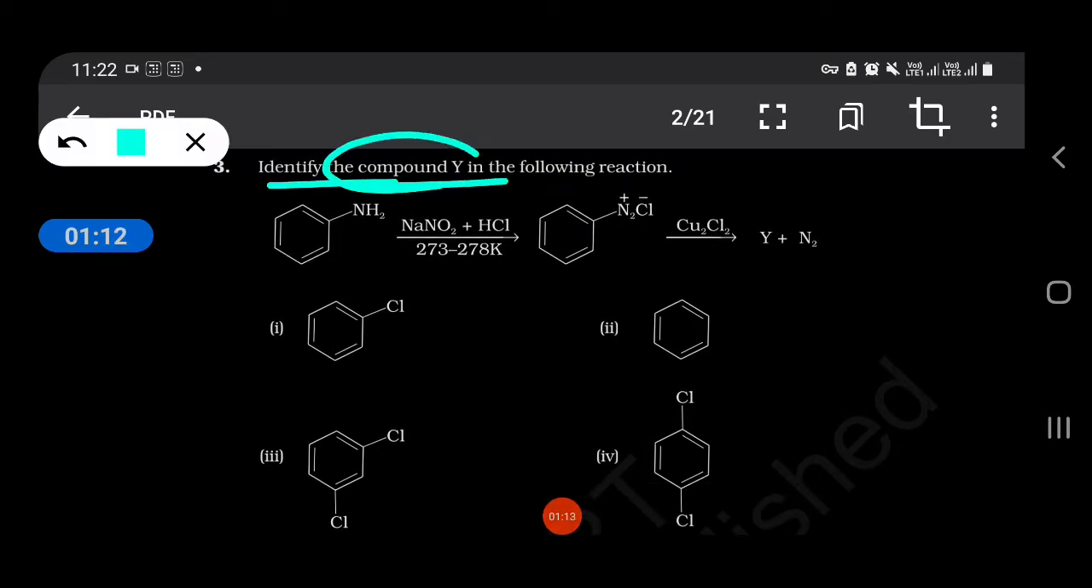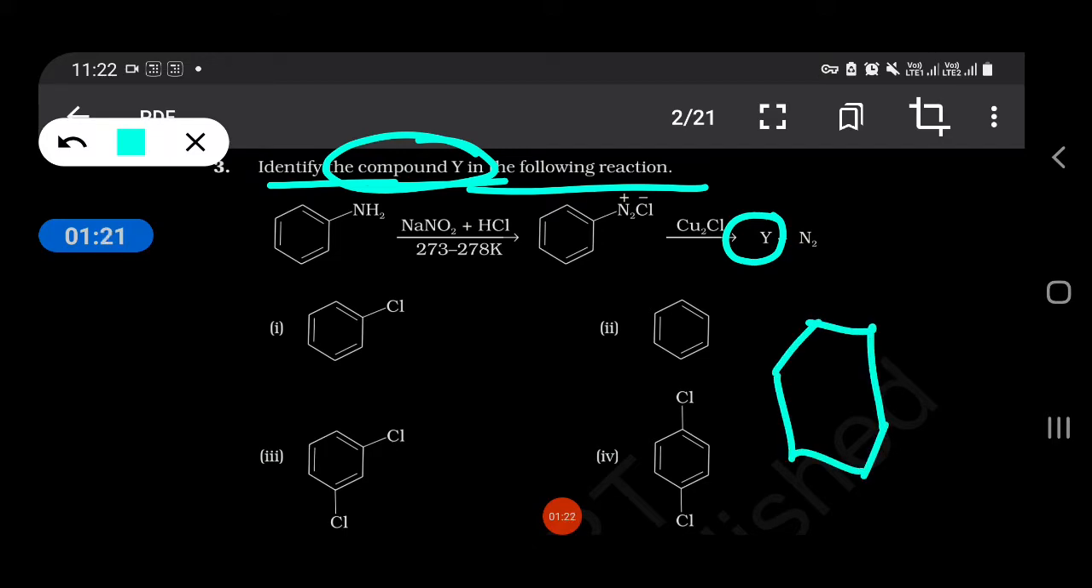Identify the compound Y in following reactions. So Y we have to find. So our answer would be this one. Okay, so this one is our answer.